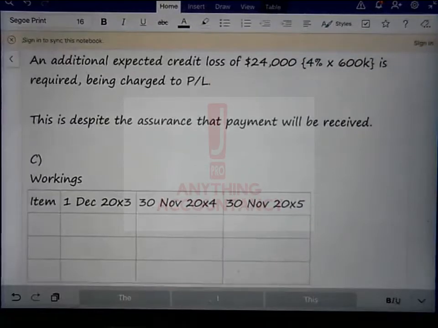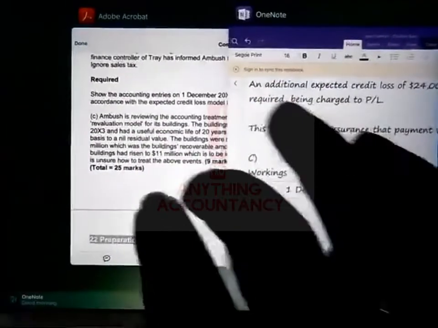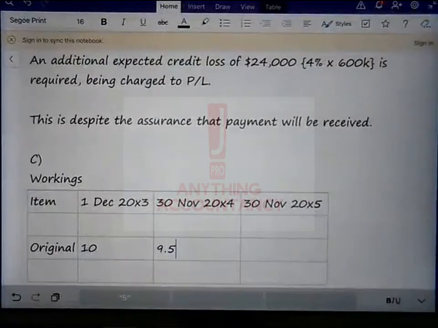I always put this line first, called the original line. Remember this one? Put the original in. How much is the original? 10, right? How much is it at year end here? How much should it be valued at? 9.5, and the next one should be, I think this one should be 9, right now. This is the easy one, yes, no?